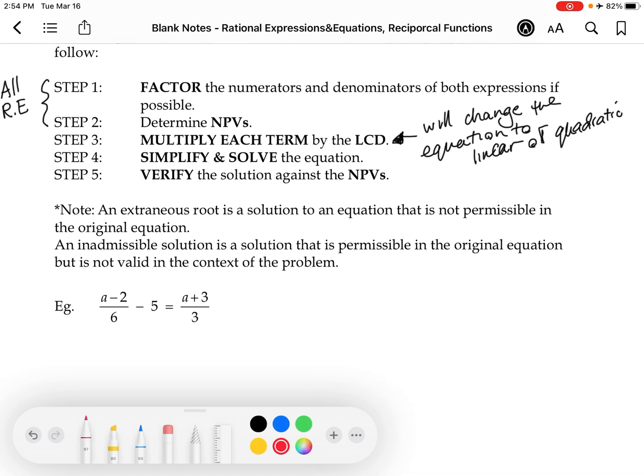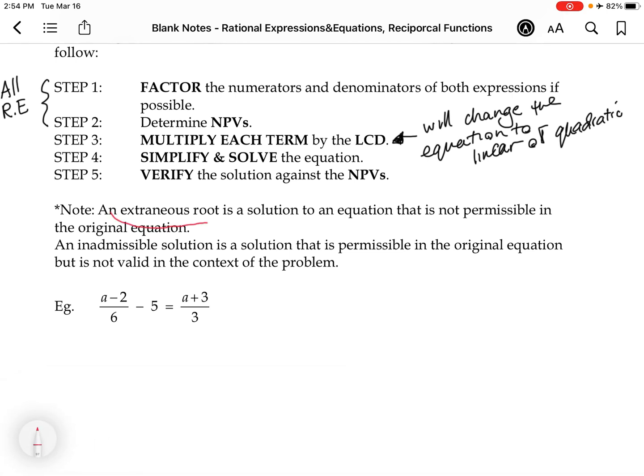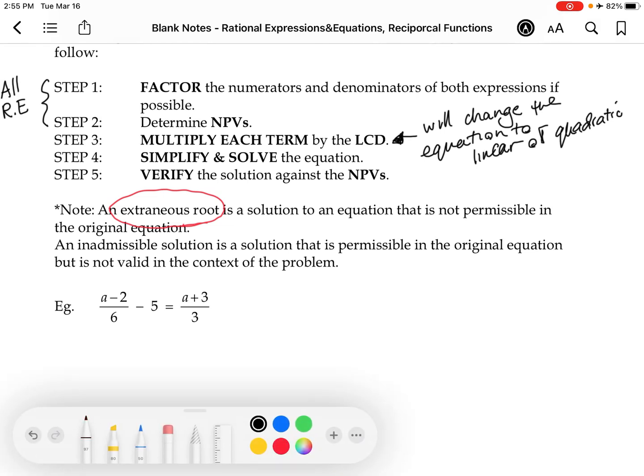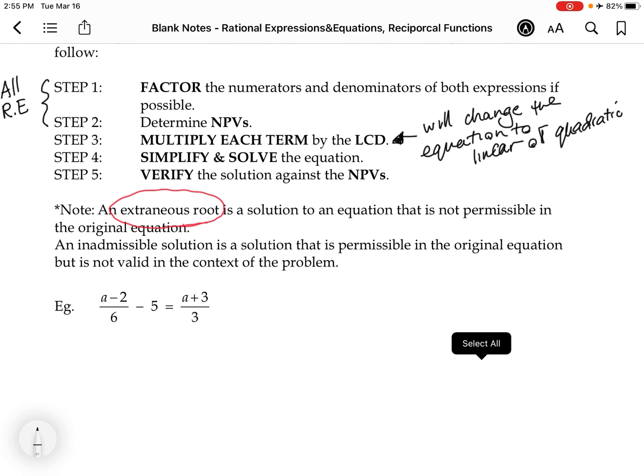It has a special name. It is called an extraneous root. Okay, and it's got to be checked out because it will not satisfy the original equation, which is in fact rational. Okay, so we're going to start small.